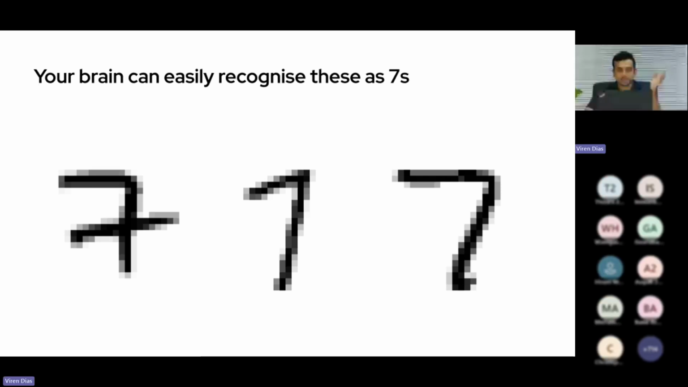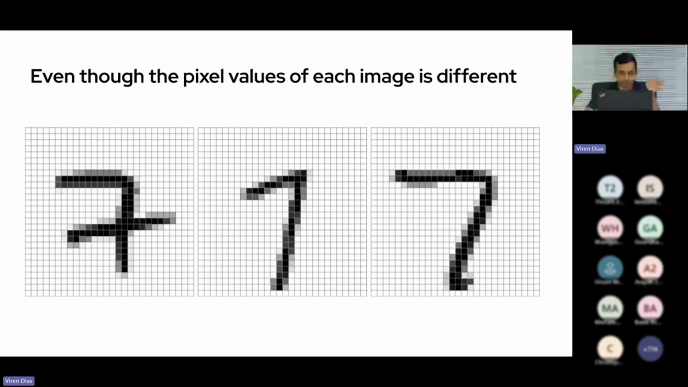Yet, if you look at the exact pixel value of each image, they are very different from one another. The specific photoreceptors in your eyes that fire when looking at one 7 are very different from those firing when looking at another 7. However, your brain is still able to correctly identify each of these as sevens effortlessly.